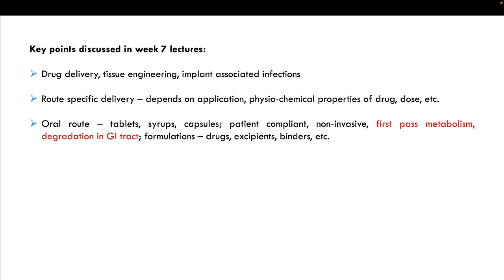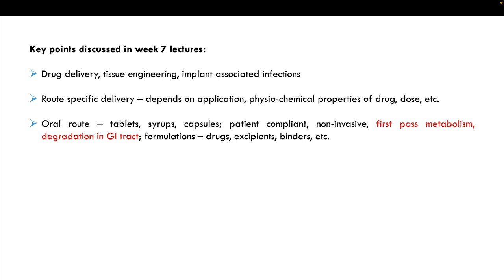This is something which we have seen in the initial lectures. First pass metabolism is where you take a drug orally, and then most of the drug will be carried to the liver for metabolism, and then that drug is lost basically. So a very low amount of drug will be available for its activity. This happens with all the drugs that are taken through the oral route. So first pass metabolism is one disadvantage.